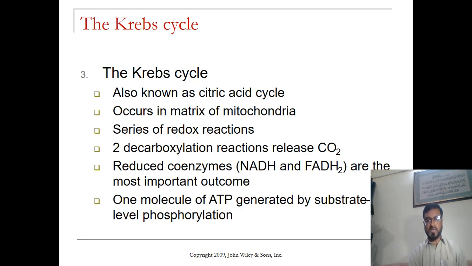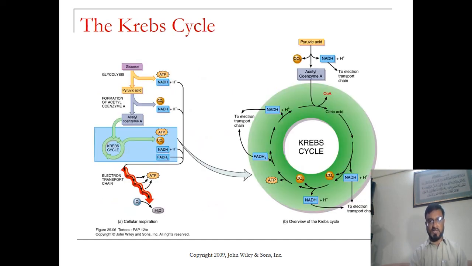The reduced coenzymes, just like NADH and FADH2, are the most important outcome as a source of energy. And one molecule of ATP is generated by substrate level phosphorylation as well, in addition to this NADH and FADH2. So this is the summary for the Kreb cycle.